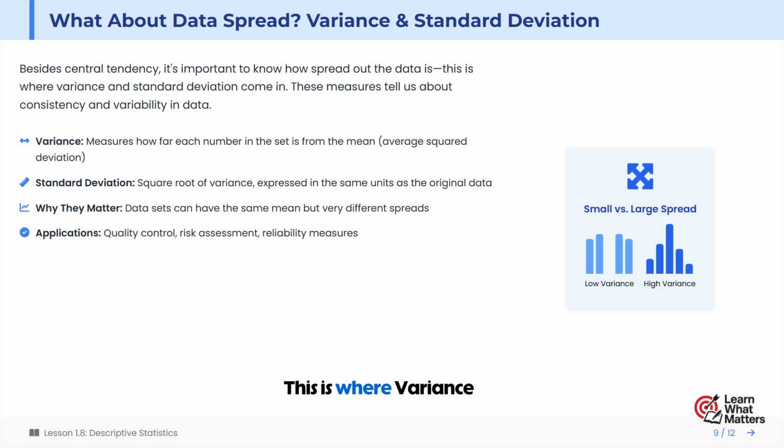This is where variance and standard deviation come in. They tell us about consistency and variability. Variance measures how far each number is from the mean. And standard deviation, which is just the square root of the variance, is amazing because it's expressed in the same units as the original data. This is critical for things like quality control or risk assessment.